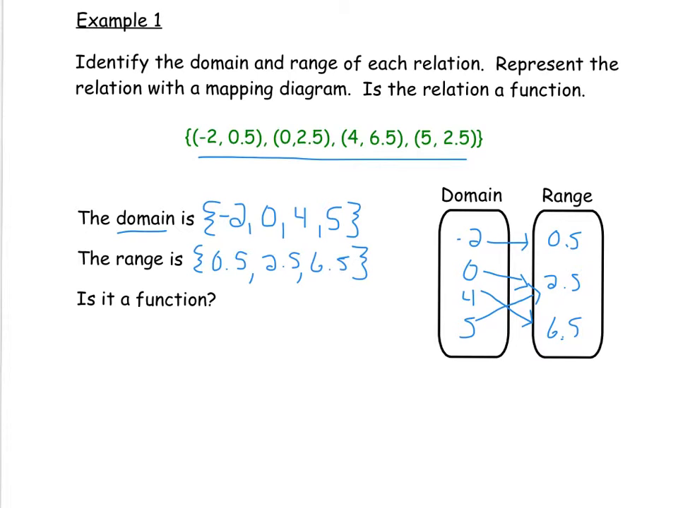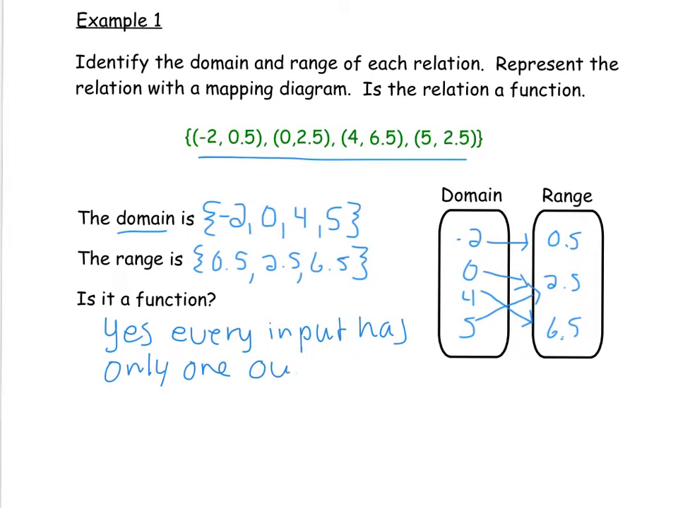So our question is, does every domain have only one range? Or does every input have only one output? So here the -2 only goes to 0.5, the 0 only goes to 2.5, the 4 only goes to 6.5, and the 5 only goes to 2.5. So yes, this is a function because every input has only one output.